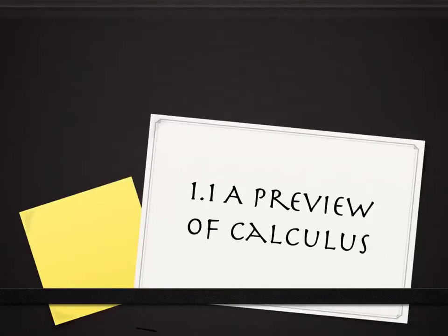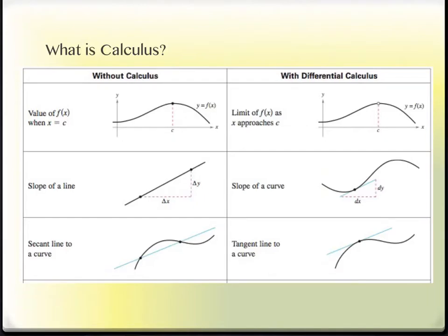All right, so section 1.1 is a preview of calculus. The whole idea in this section is to differentiate what things are before calculus and then what you're able to broaden your mind to do as you're encountering calculus, right? Why is there a need to do something in a different way, or what kinds of things can we now do that we couldn't do before?